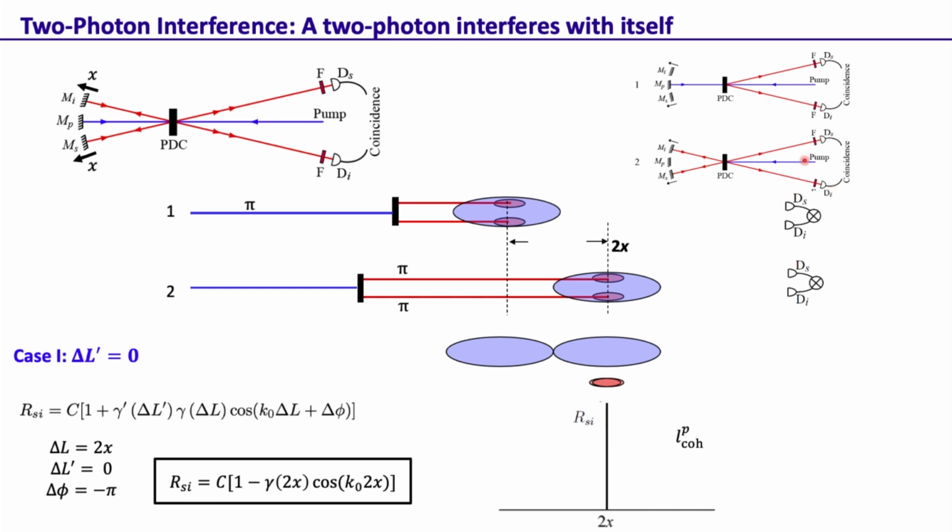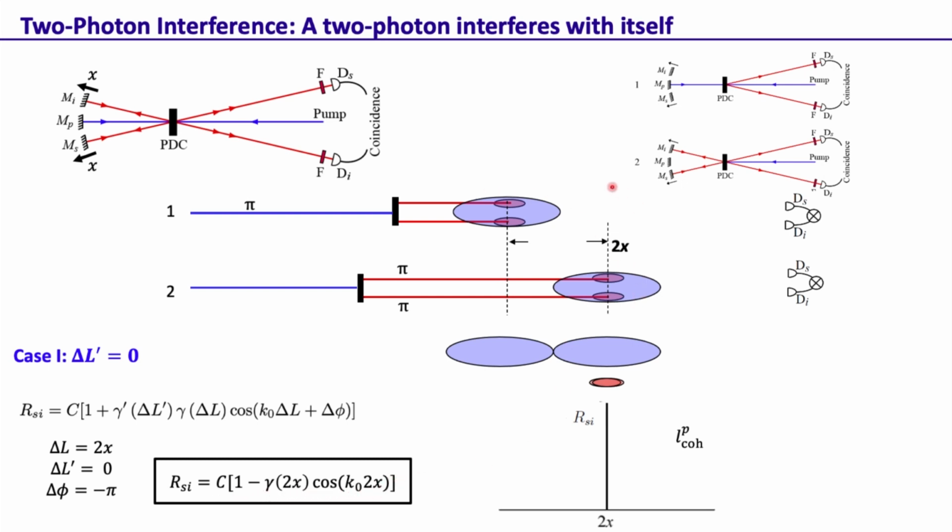So in this setup we have these two alternative pathways, and let's imagine that in the balanced position all these distances are equal. That means the distances of the pump mirror, signal and idler mirrors are equal. Now from that position, if we start moving the idler and signal mirrors by an amount x in the same direction, then we can show, through this two-photon path diagram, that delta L is twice x, delta L prime is 0, no asymmetry, and delta phi is pi. And so in this case, the coincidence count is just 1 minus gamma of twice x, cosine k naught twice x.